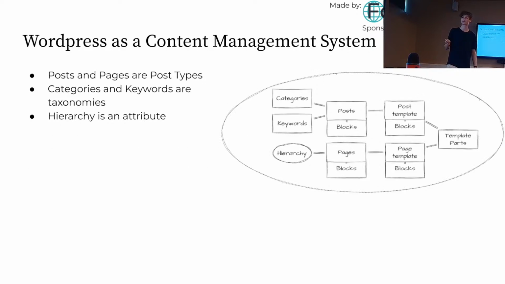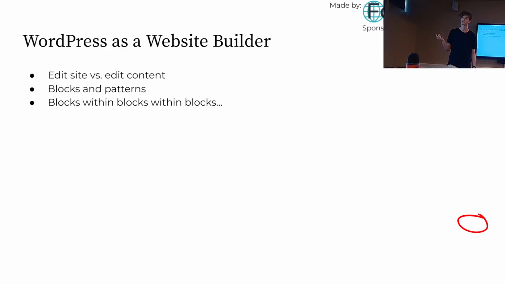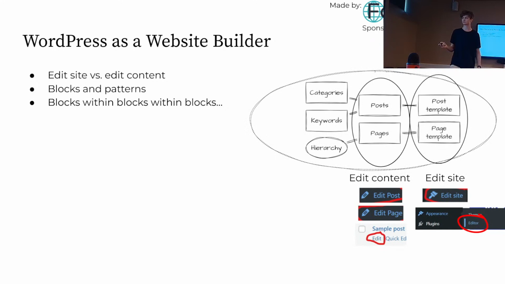Posts and pages are post types. Categories and keywords are actually taxonomies, and hierarchy is an attribute. And I don't know if you've noticed it, but edit site and edit content are two different features. As you can see, there are actually different buttons for each one, even though they sound like the same thing.